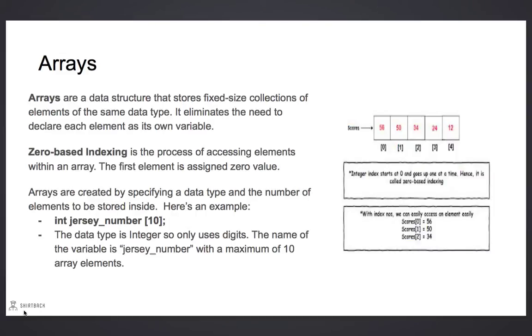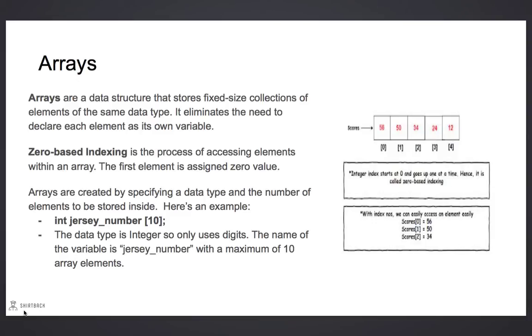Arrays are a data structure that stores fixed-size collections in the same data type. It eliminates the need to declare each element as its own variable. With arrays, we use zero-based indexing. That means that the first element in the array will be assigned the value of 0. Arrays are created by specifying the data type and the number of elements to be stored inside.